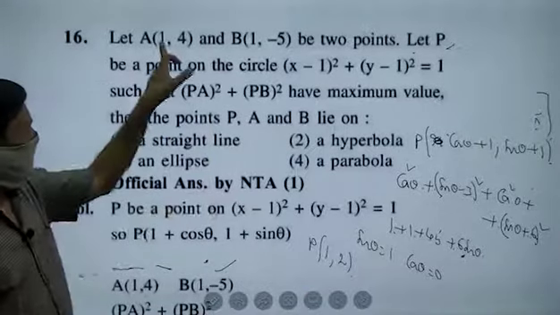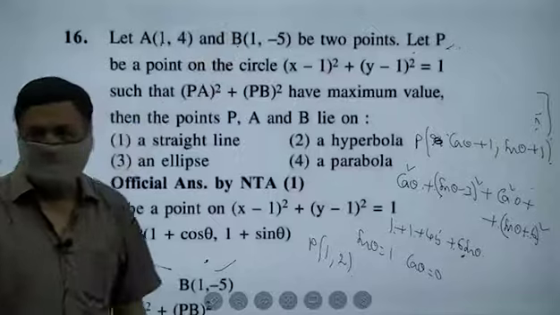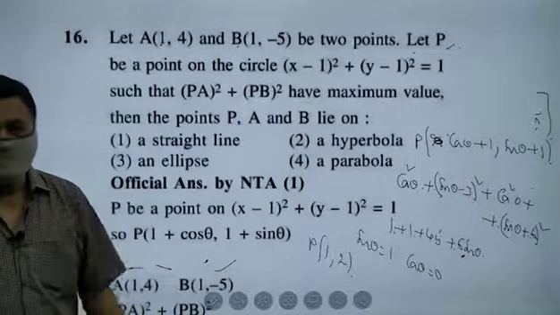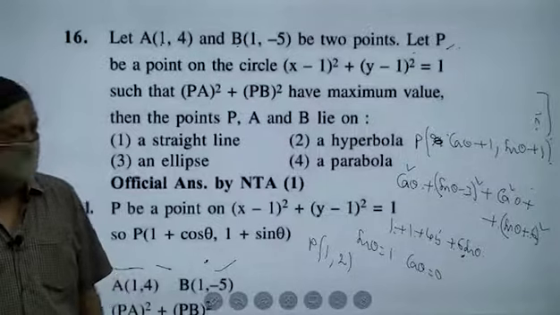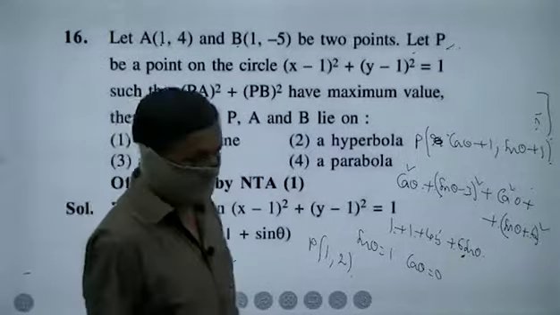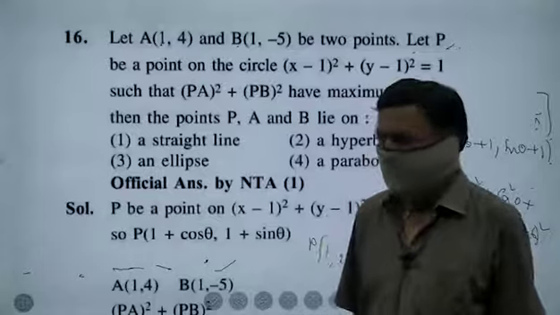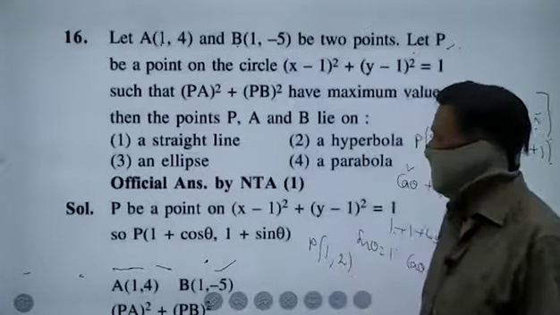So A, B, P, you watch how they are collinear. A, B, P are collinear points.